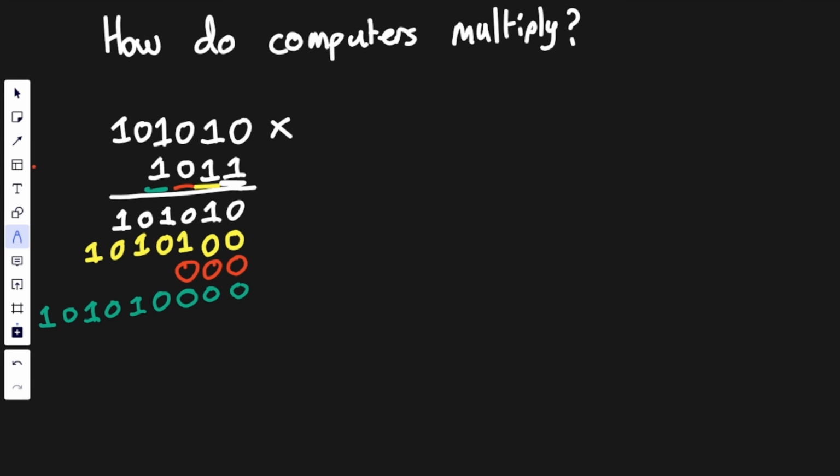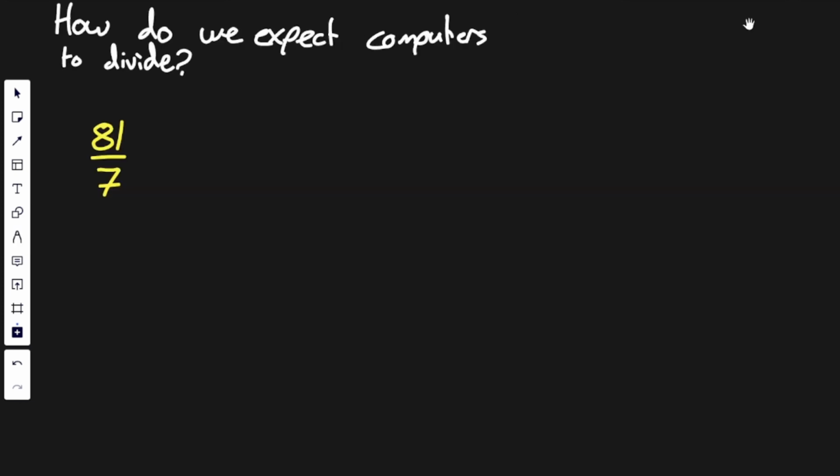Now, this is likewise pretty efficient. Not really much efficiency gains you can look at. When numbers get big, you tend to use different algorithms for multiplication, but for small numbers, this is the most efficient way. So how do we expect computers to divide?